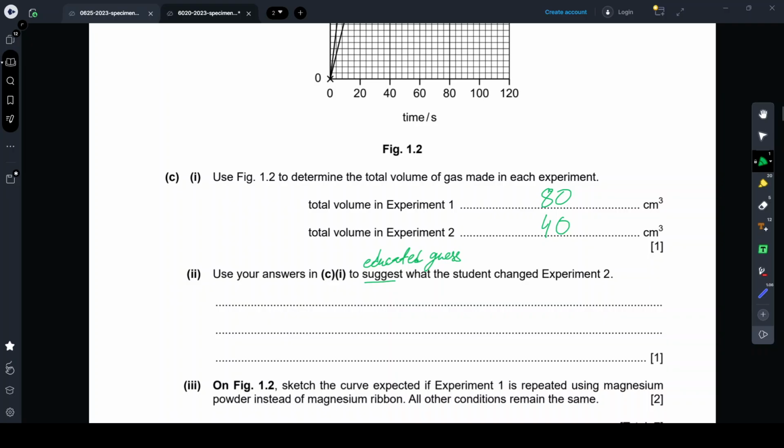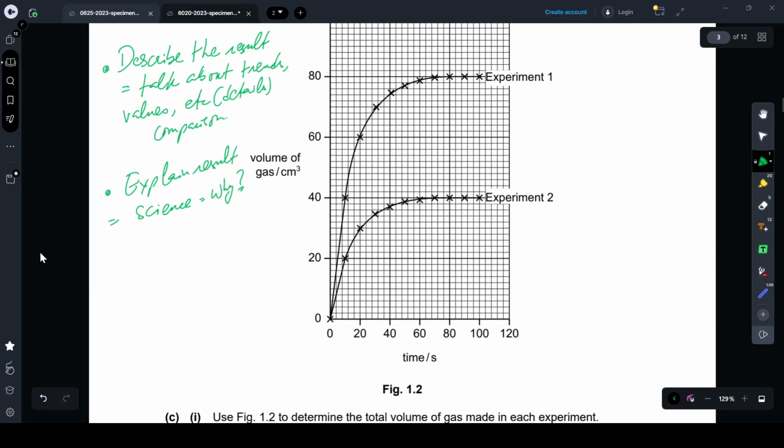Could you scroll up to the diagram? They changed the volume of the gas. How can they change the volume of the gas? The gas is the product. The student decreased the temperature. Will the temperature decrease the volume of gas, or will the temperature decrease the rate at which the gas is produced? Right, so obviously there's a difference between the rate and the volume itself.